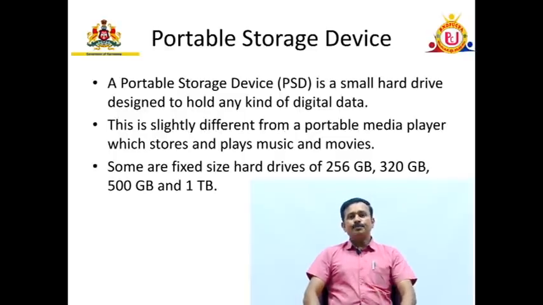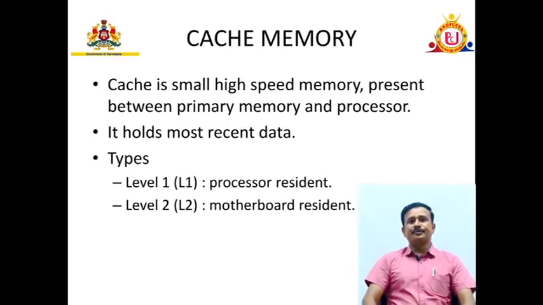Next we'll move on to cache memory. The spelling of this particular memory is C-A-C-H-E, but we pronounce it as cache. It is a very small and very high speed memory. Cache is a very small, very high speed memory placed between RAM and processor. Placed between memory and processor.